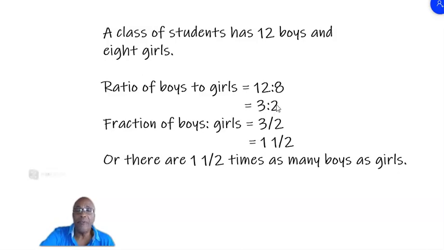Now you can write that as a fraction to make you understand it better. The fraction of boys to girls would be the same as the ratio, but written as a fraction, 3 over 2. And you can bring the 3 over 2 to a mixed number. 2 into 3 is 1, remainder 1 over 2, 1.5. It means the number of boys is 1.5 times the number of girls. So that's ratios.